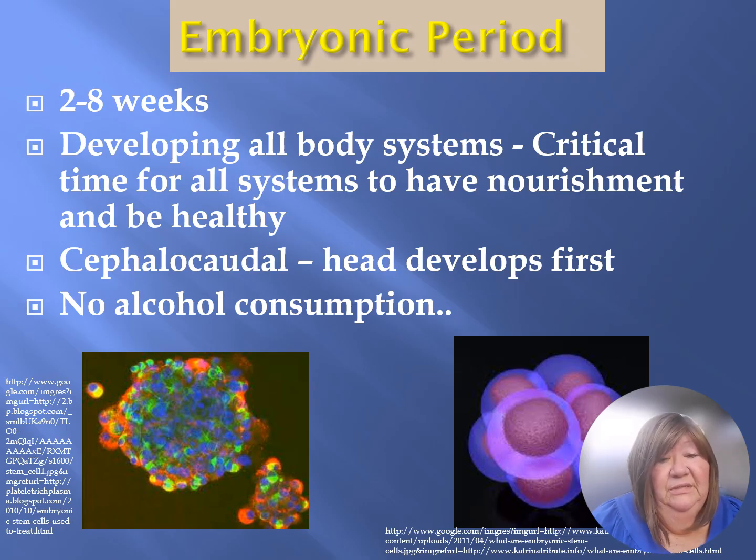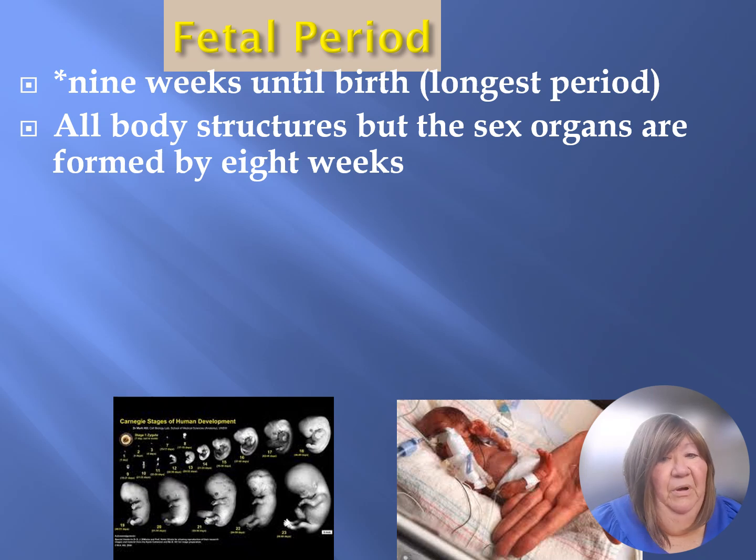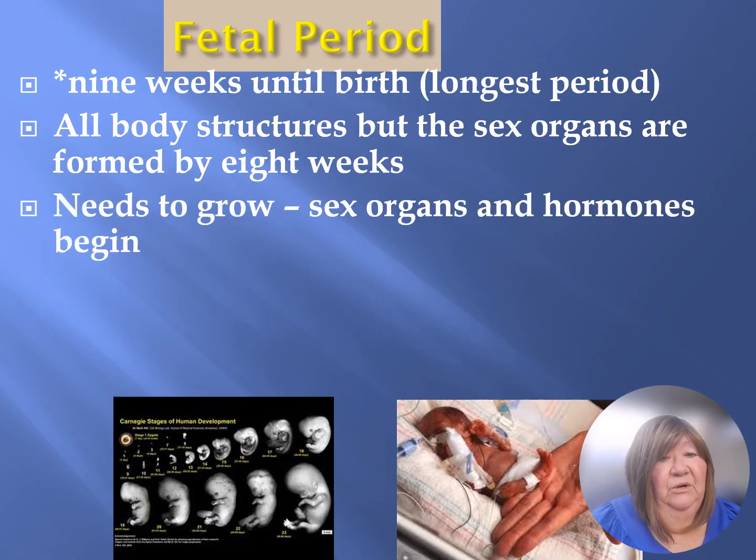So this is 2 to 8 weeks. So again, you are unaware. The fetal period is 9 weeks until birth, and it's the longest period, obviously. All your body structures are formed by 8 weeks. And so if you remember, all that's left to get going are the sex organs. You can even see little toes and little hands and fingers at this age. They need to grow a lot. Their sex organs, of course, and the hormones will begin.